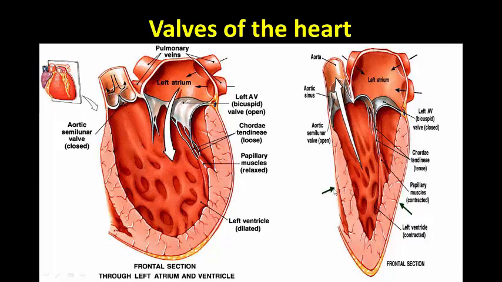When the left ventricle begins to contract, it closes the cusps of the mitral valve in order to prevent the backflow of the blood from the left ventricle into the left atrium, and it opens the aortic valve so that the left ventricle ejects oxygenated blood into the aorta.